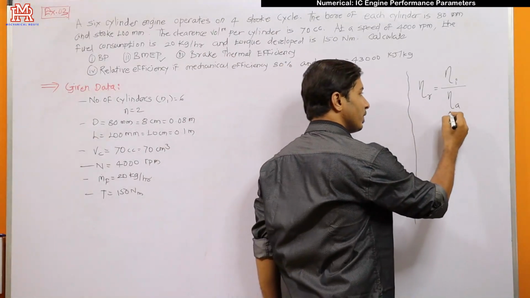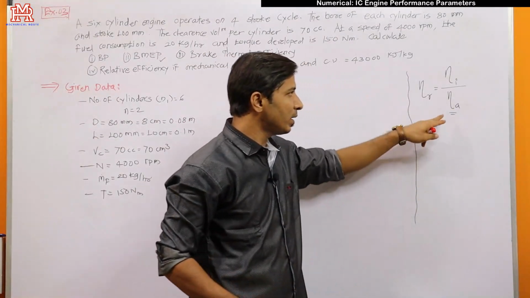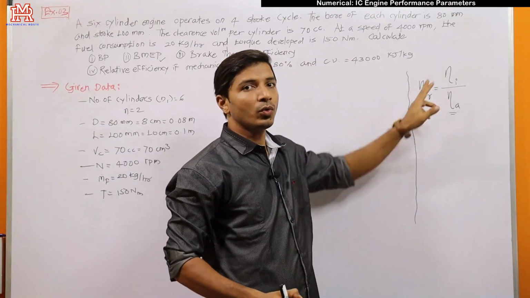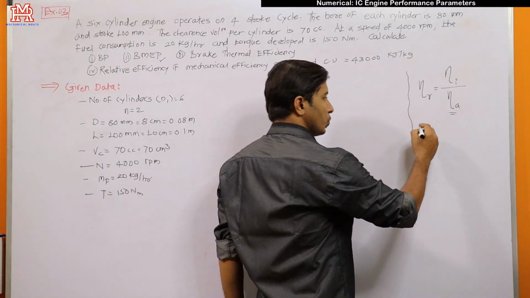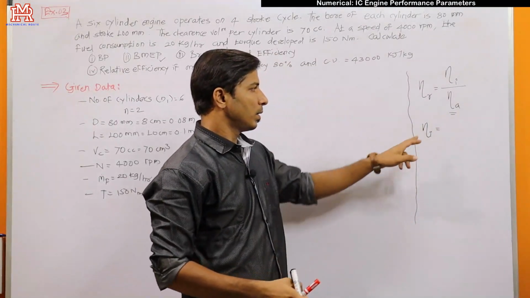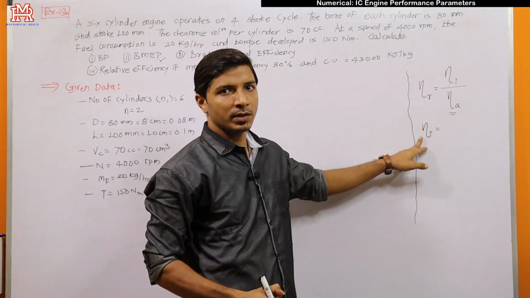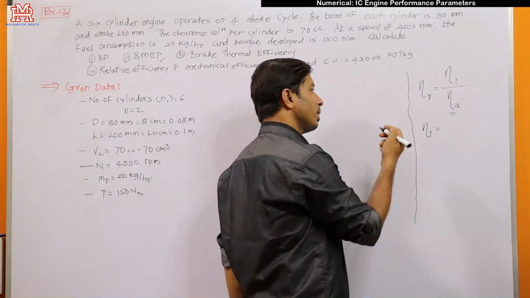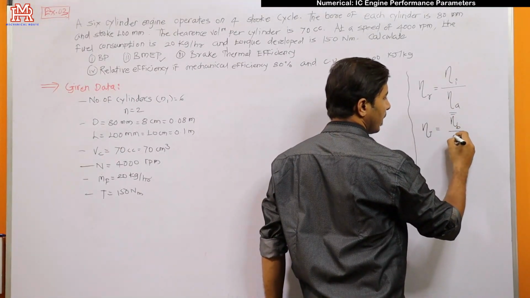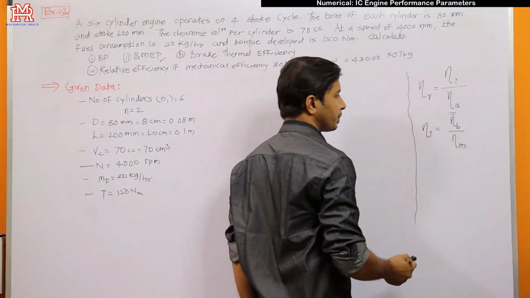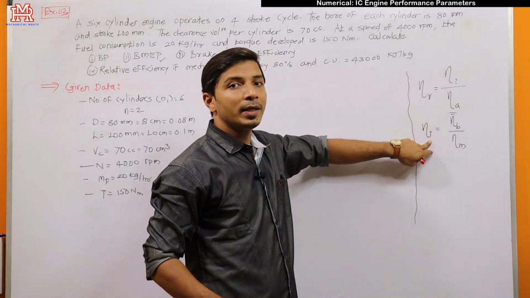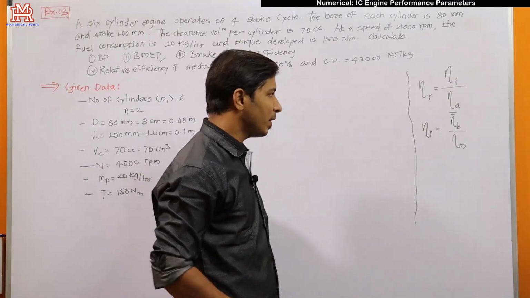Now you have not calculated these values yet, so you have to think of these formulas. First NI, indicated thermal efficiency. The indicated thermal efficiency can be calculated from this formula: brake thermal efficiency divided by mechanical efficiency. This is the formula that can be used to find the indicated thermal efficiency.